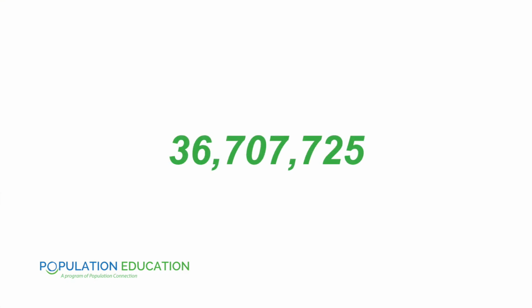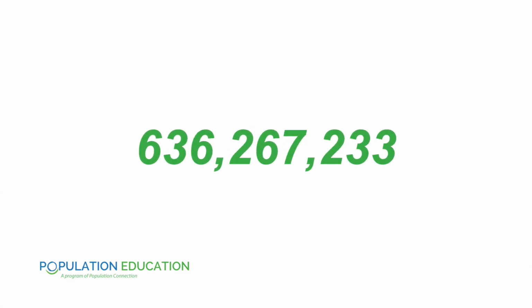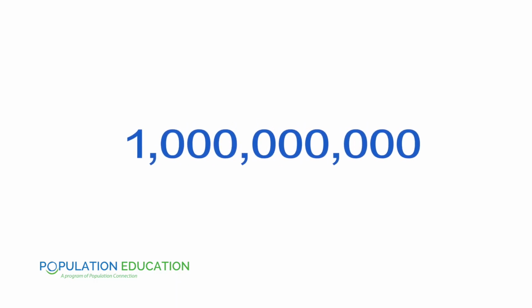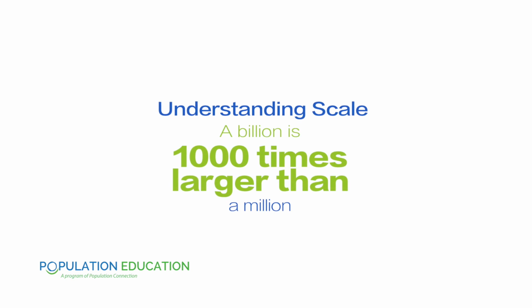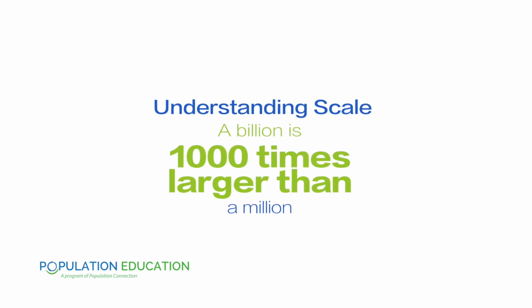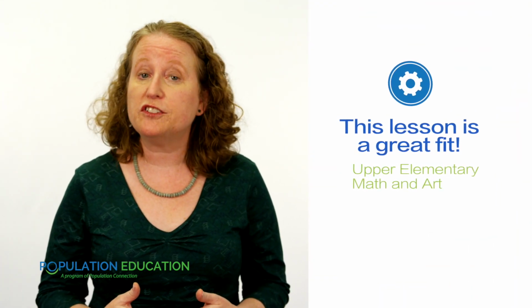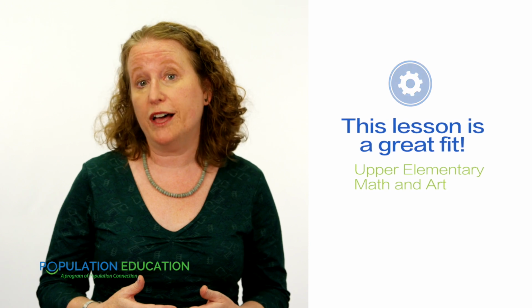When we talk about population numbers, we're talking about very large numbers. And this is an activity to help upper elementary students understand what a million is, what a billion is, and understanding scale, that a billion is 1,000 times a million. Then that will help us comprehend these numbers in a real-world context. This is a great activity for upper elementary math, and it also brings in an art component as well.